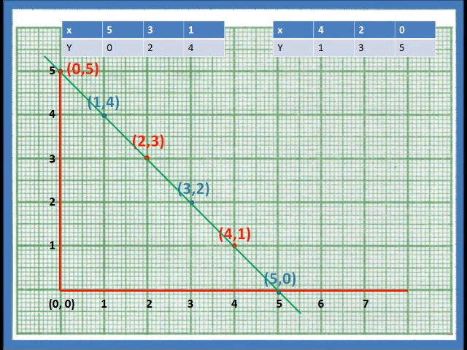Now join all the points by a straight line. As you observe, all the points from the two tables are lying on the same line. So this is the case of coincident lines. That means both lines are lying on the same plane and at the same points.